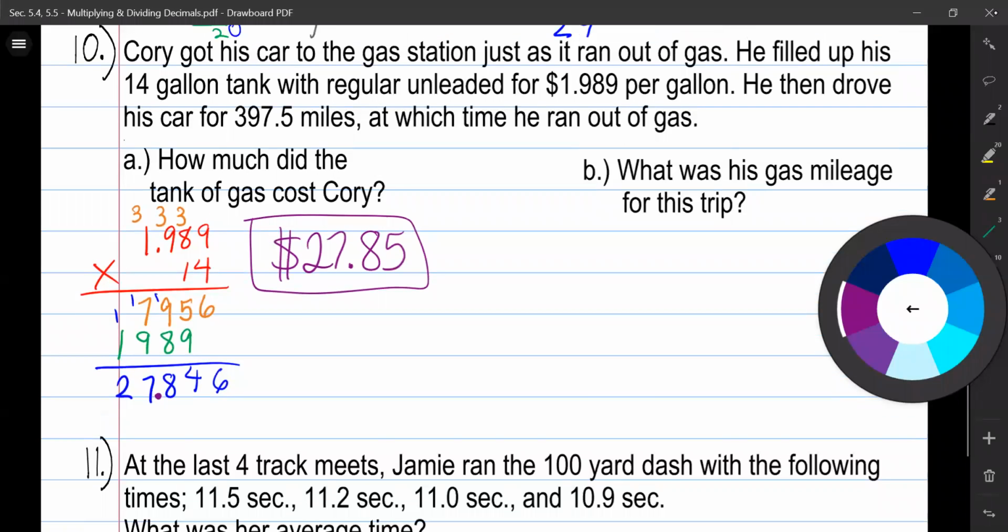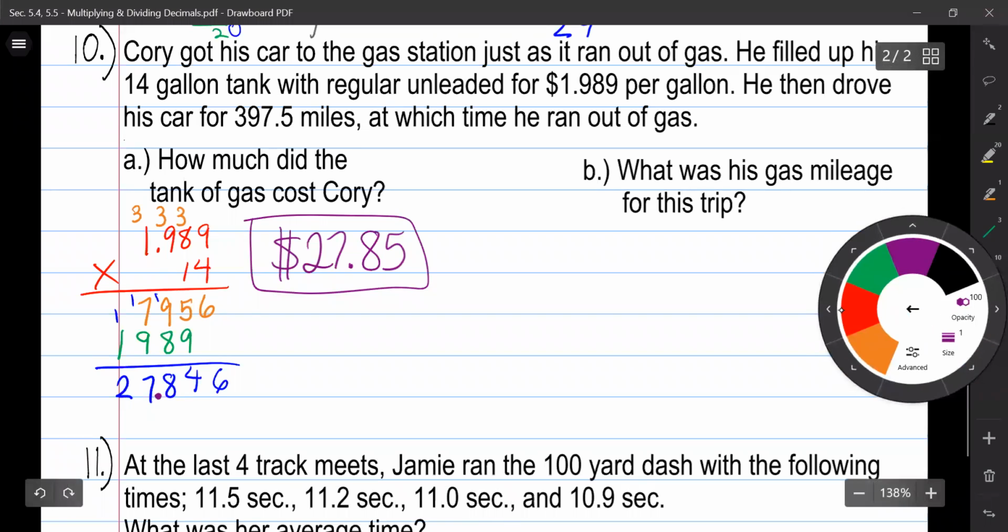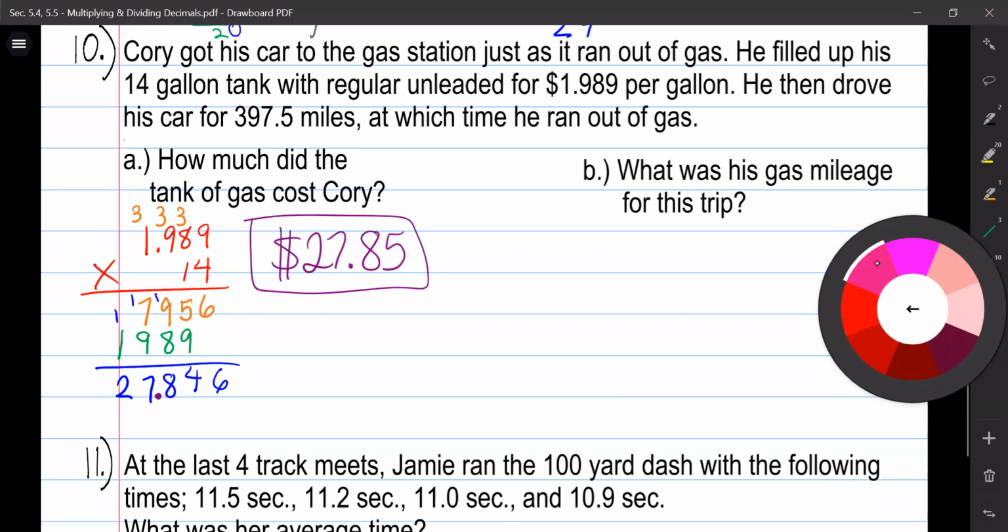All right. And then what was his gas mileage for the trip? So gas mileage is miles per gallon. So miles divided by the number of gallons. So he drove 397.5 miles with 14 gallons of gas. So we have to divide 14 into 397.5.